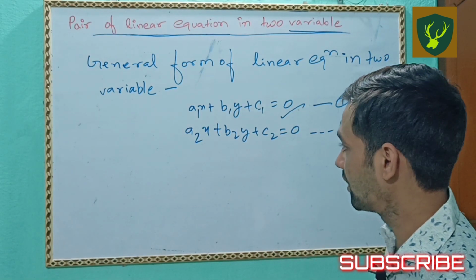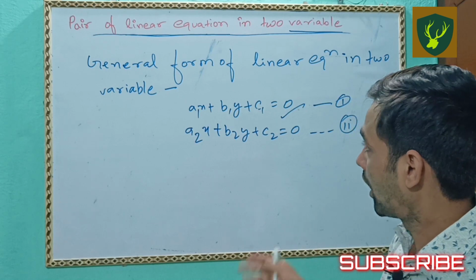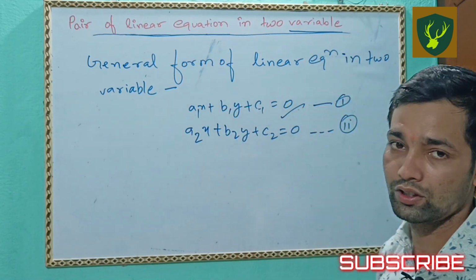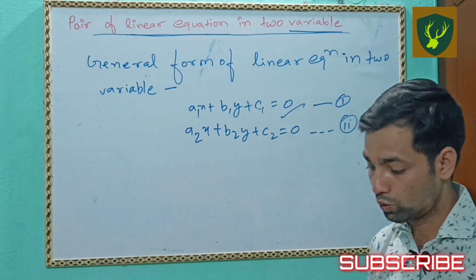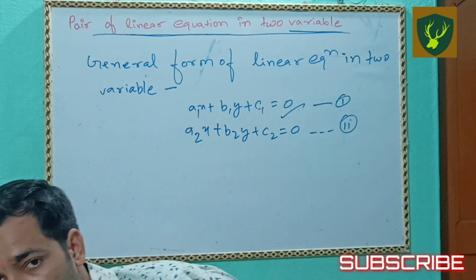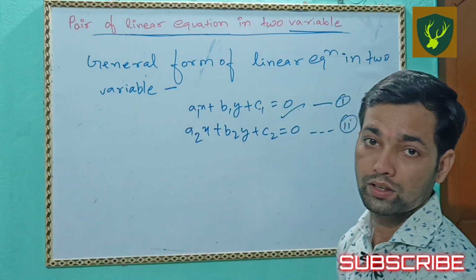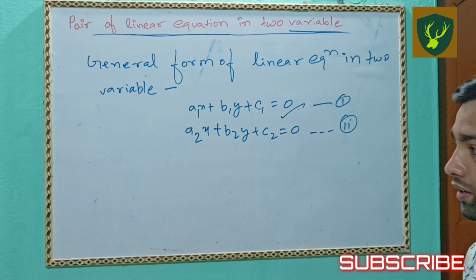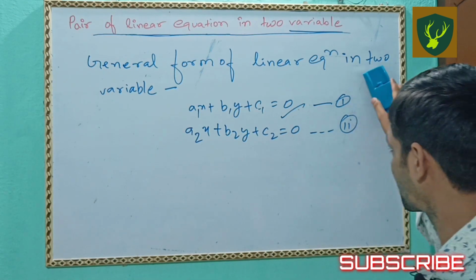After this we will study how we have to solve the pair of linear equations in two variables. There are two ways to solve a pair of linear equations in two variables: first by the graphical method and second by the algebraic method. Let's study about that.